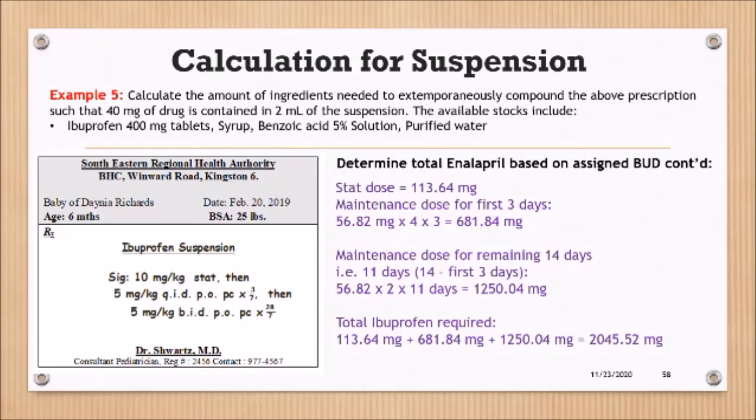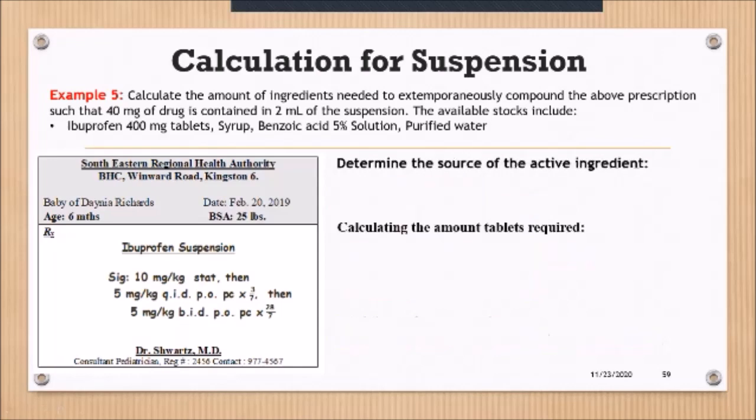All right, so you have accounted for the start dose, the first 3 days, and the remaining 11 days out of that 14 days. So the total amount of drug will be 2,045.52 milligrams. Now you're going to look towards the source of the ingredients. Where am I getting the drug from? The source of my ingredient is 400 milligram tablets.